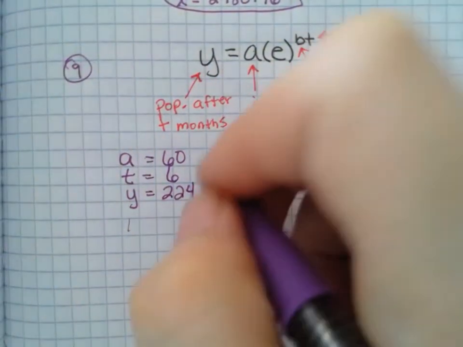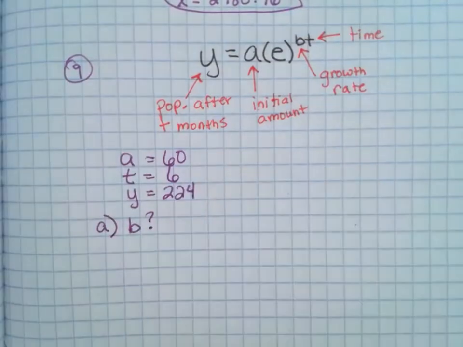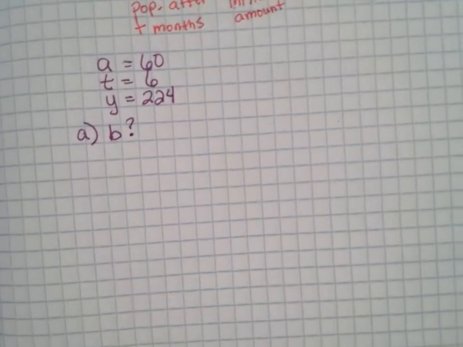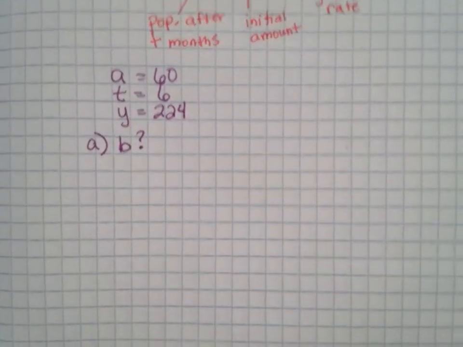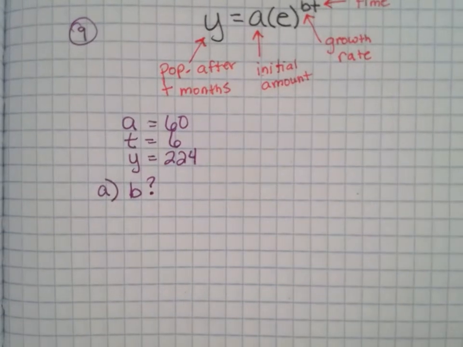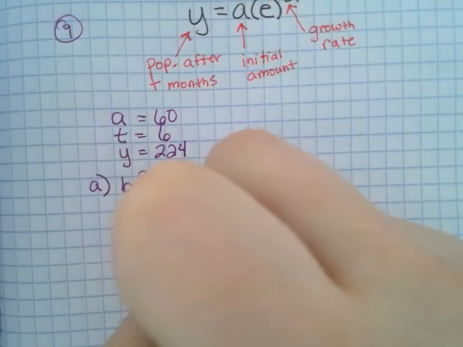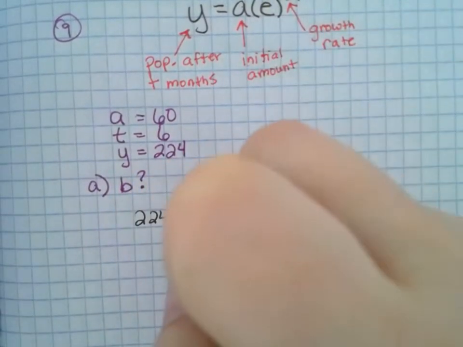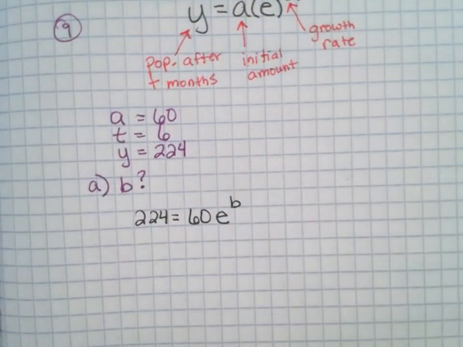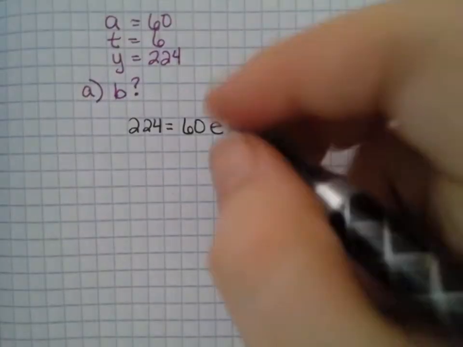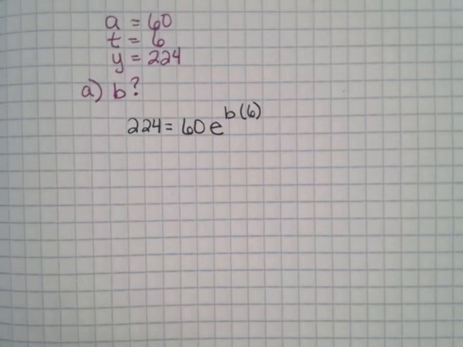So we want to find B. Problem A: what is your growth rate? We need to plug all of this into our equation and figure out what that is. So let's plug it in. Y, which in this case would be 224, is equal to our initial amount, or 60, e to the B, we don't know what B is, but we know that time was 6. Does everybody see how I got that put into the equation?